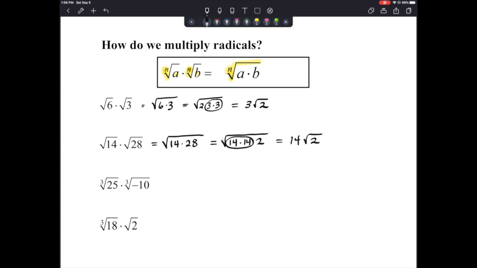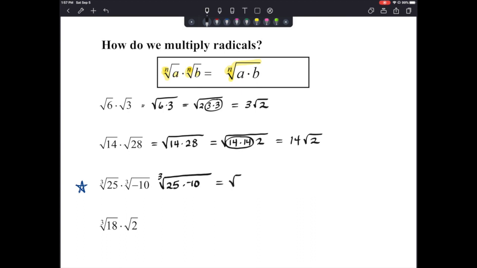Next one, the cube root of 25 times the cube root of negative 10. Again, this is one to make sure you pay extra close attention on because this is the first one where we have a negative inside one of the roots. When we put this together, I'm looking at 25 times my negative 10. This is the cube root of 25 times negative 10.